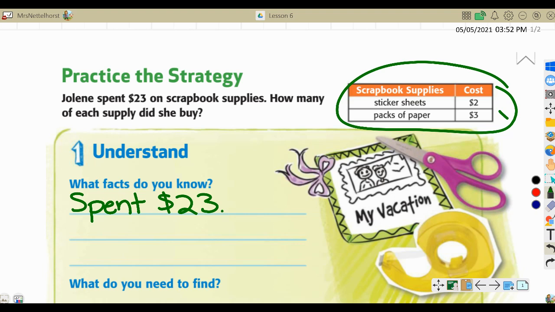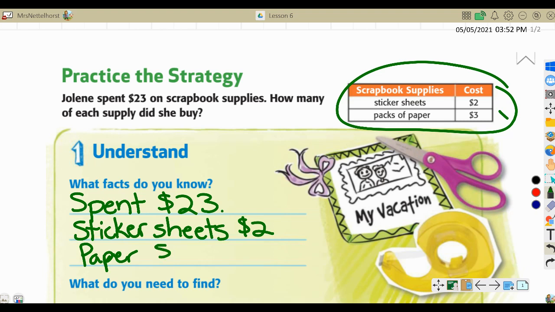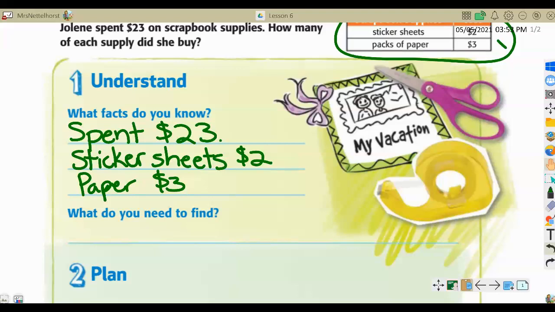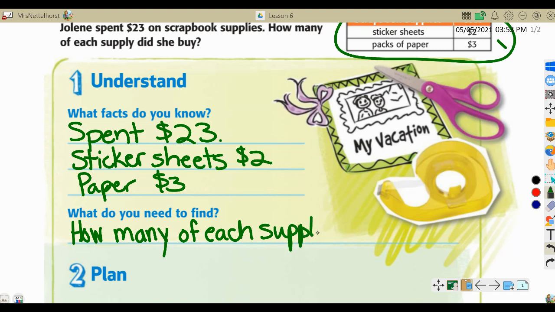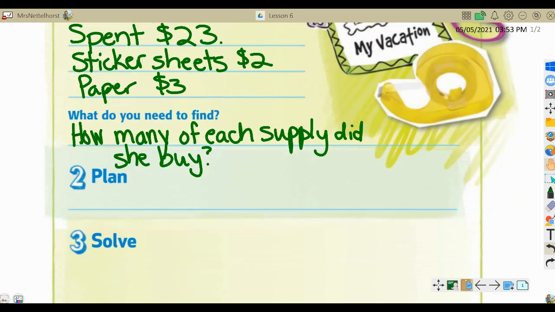We also know that sticker sheets are $2 and packs of paper are $3. So what do we need to find? We need to find out how many of each supply that she bought. That's our question: how many of each supply did she buy? So you know how many sticker sheets and how many packs of paper. So let's plan. Our plan is guess, check, and revise.